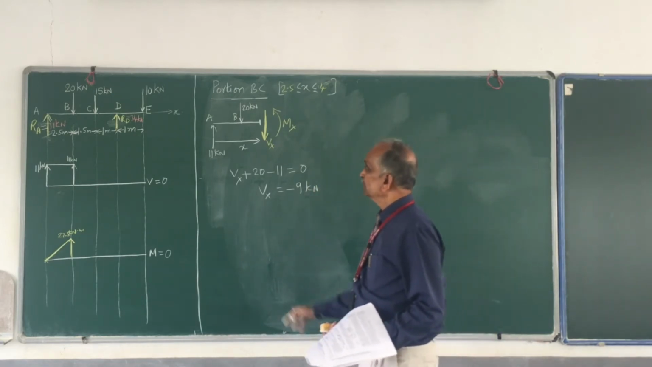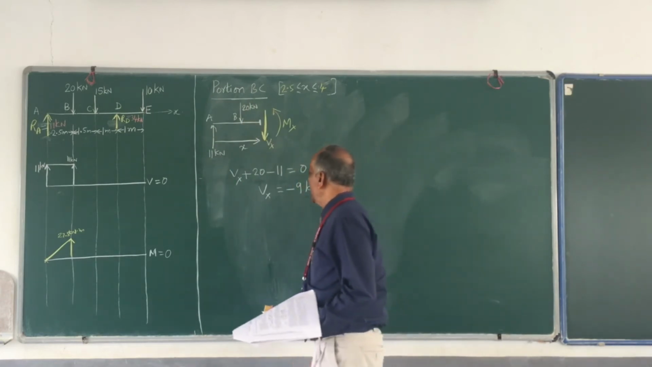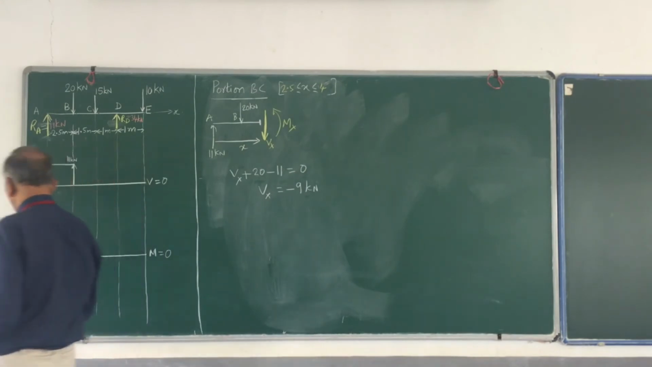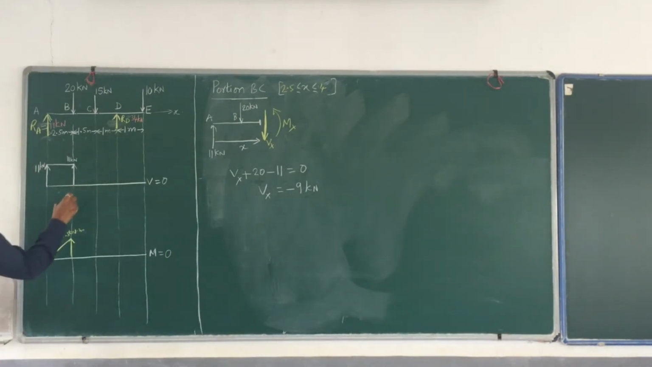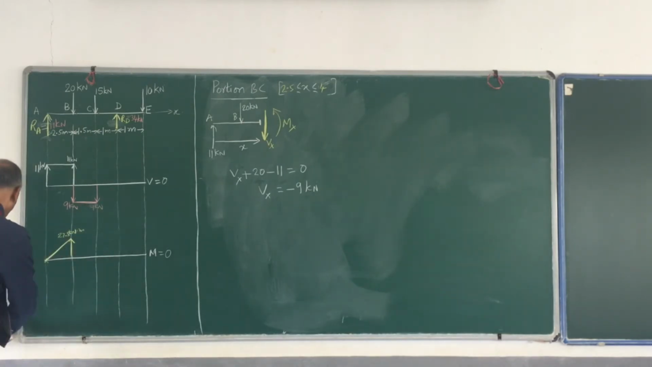So shear force between B and C is constant, it is not varying, and its value is 9 kilonewton. Okay, so between B and C, shear force is 9 kilonewton. So I shall draw a line, negative 9 kilonewton. This length is slightly smaller than this, and throughout the length it is constant, and here also it is 9 kilonewton. So this is the shear force diagram.